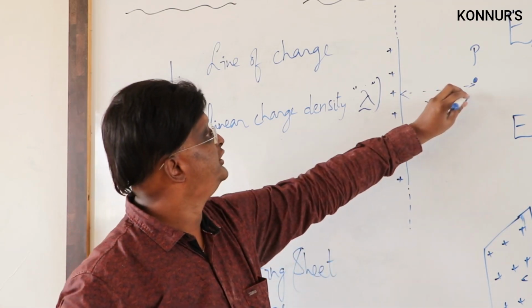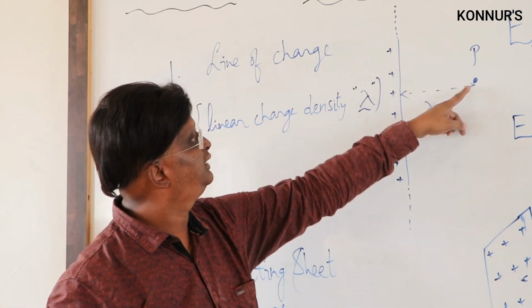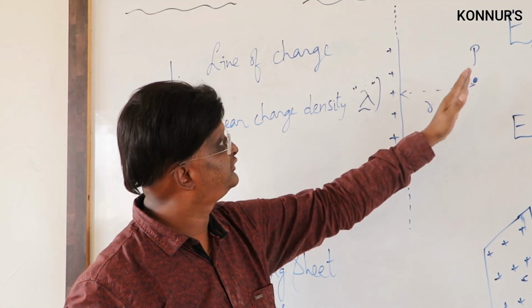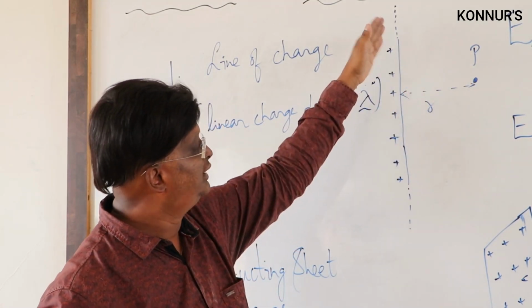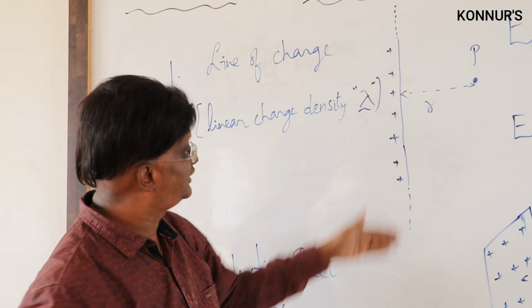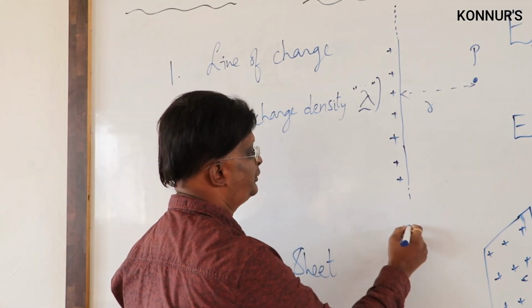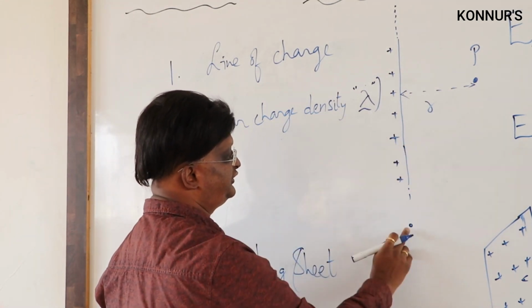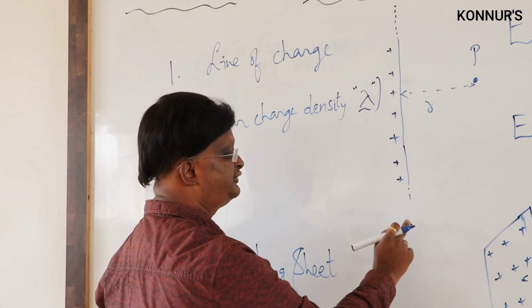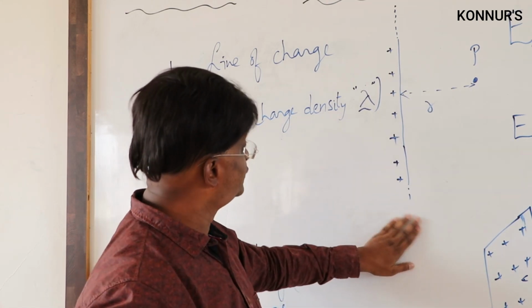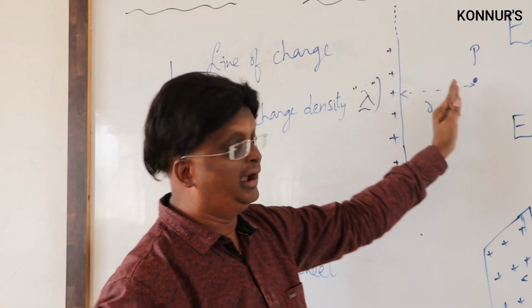Carefully watch this point P, which is a lateral point. It is not a point along the side. For any point along the side, supposing I consider a point over here, the intensity at this point is not defined, it is 0, right? Therefore, we are defining intensity at a lateral point.